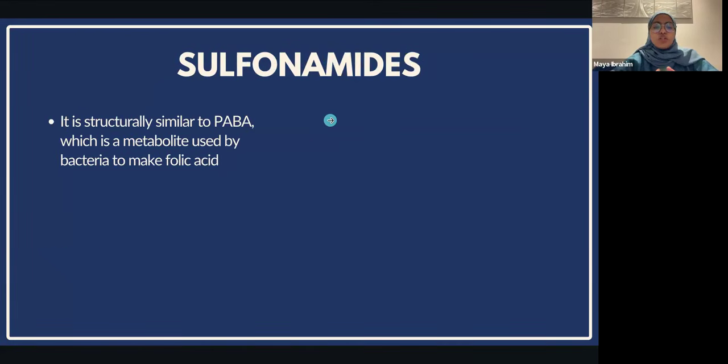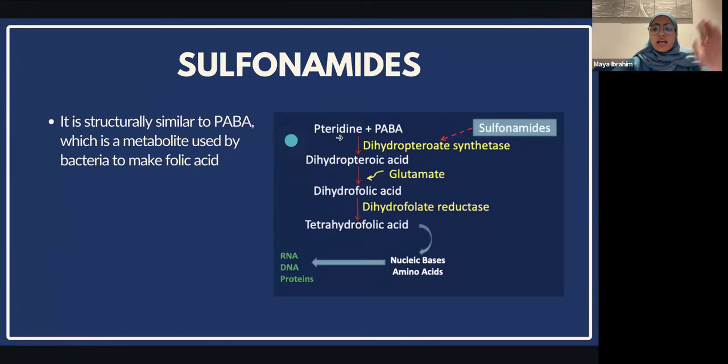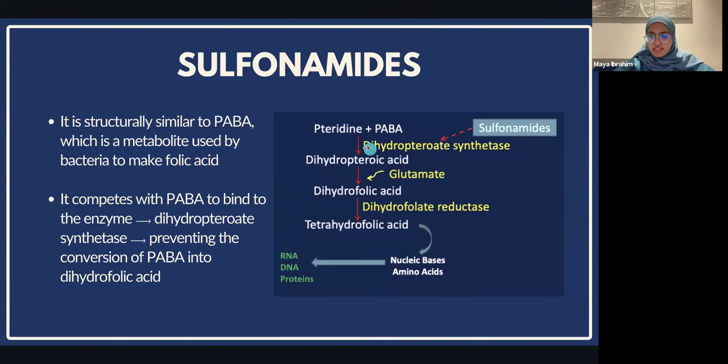Sulfonamides are structurally similar to PABA. PABA is a metabolite used in bacterial folic acid synthesis, okay? And this is PABA, and it combines with pteridine to make dihydropteroic acid, which is an early precursor of tetrahydrofolate, which is folic acid, okay? So sulfonamides bind to the enzyme that catalyzes this reaction. So it binds that enzyme, so PABA can't bind anymore, and we can't make dihydropteroic acid, meaning we can't make folic acid. So that's how it works. Okay, this is the mechanism of action.